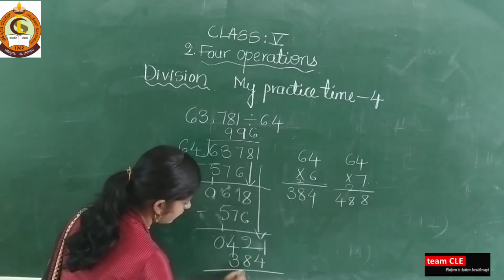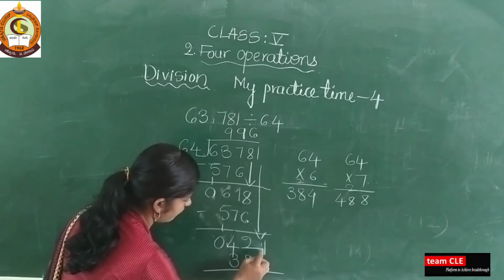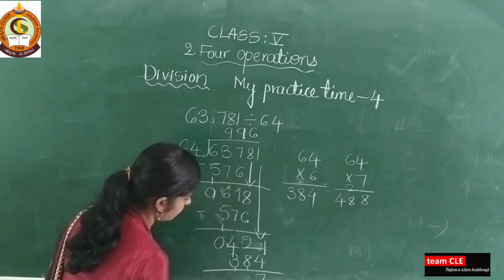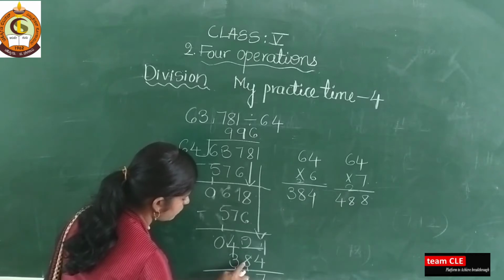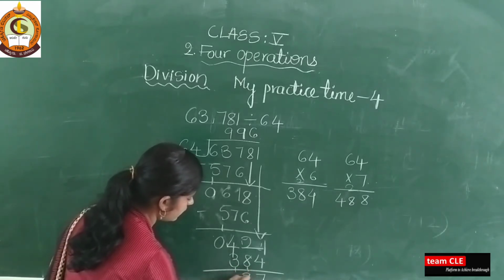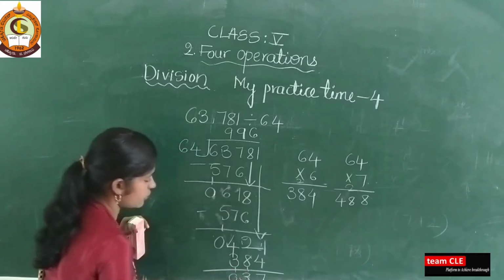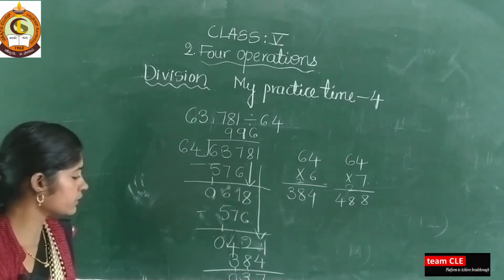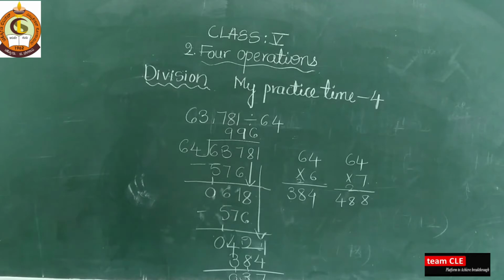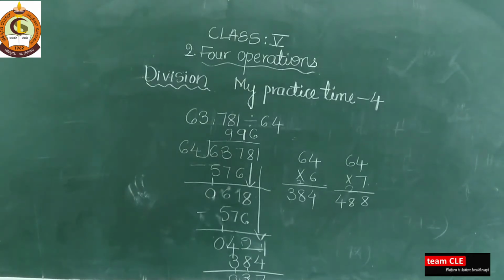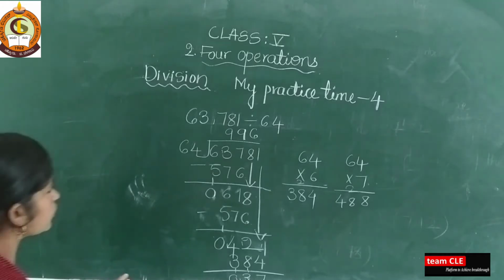384. Okay, then take carry, this becomes 11. 11 minus 4 is 7. Again you take carry, this becomes 12. 12 minus 8 is 4, 4 minus 1 is 3. Again 4 minus 3 is 1, 1 minus 1 is 0. So here I got 37 as the remainder. Yes, here you need to stop.